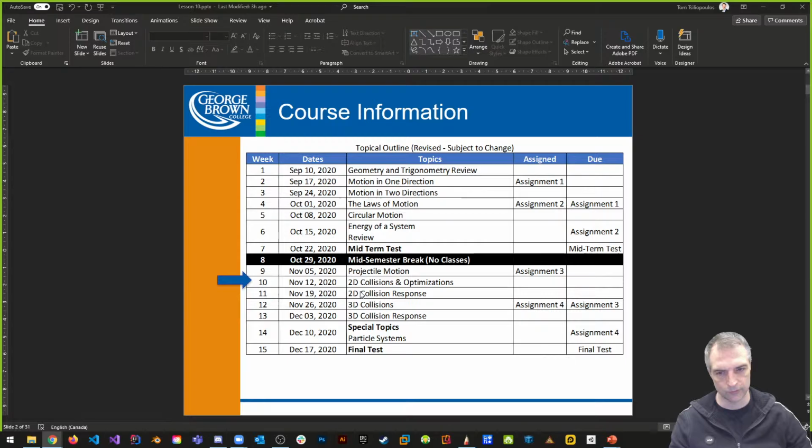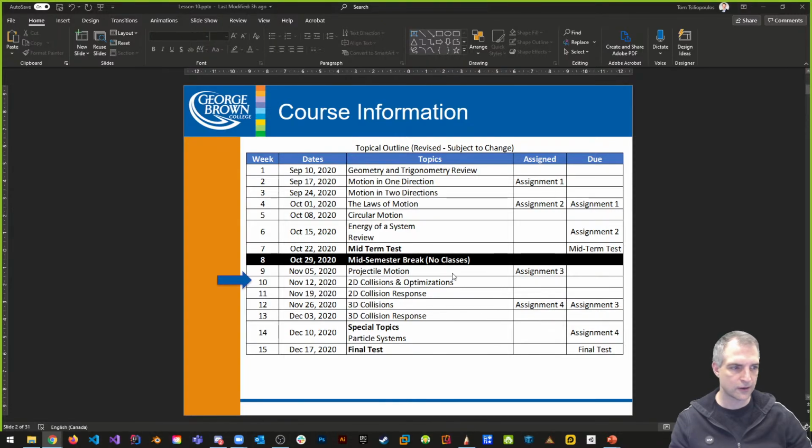Next week is collision response, and then two weeks from now, and I'm still working on getting you a 3D structure for you to use, you'll be getting assignment 4, which is going to be using 3D collision detection and response, right? So that's something that we're going to be working on, and I'm working on that with Alex to make sure we have something for you by week 12. Okay, so that's coming up.